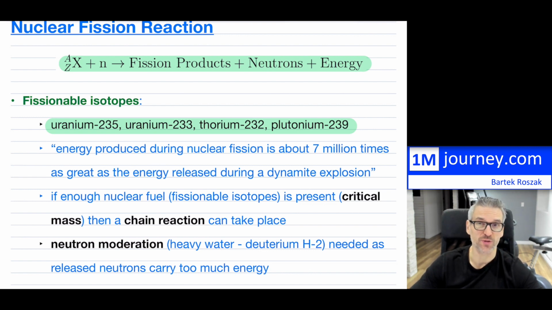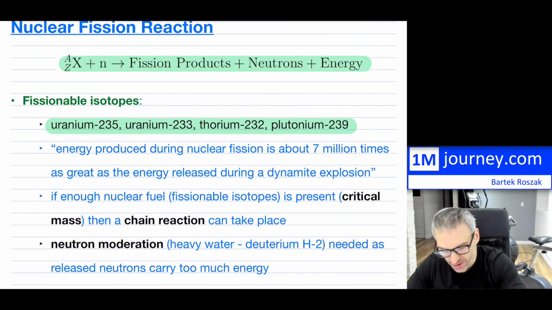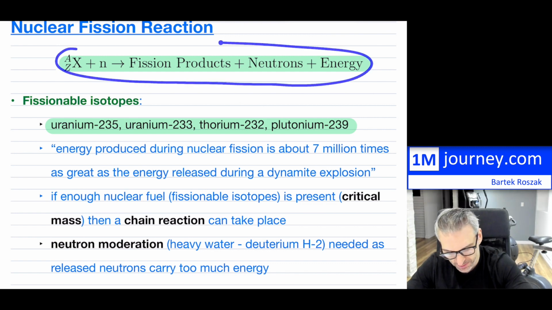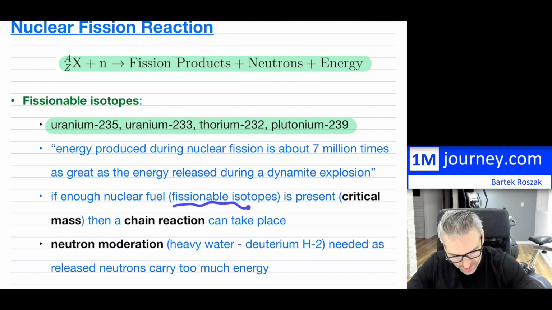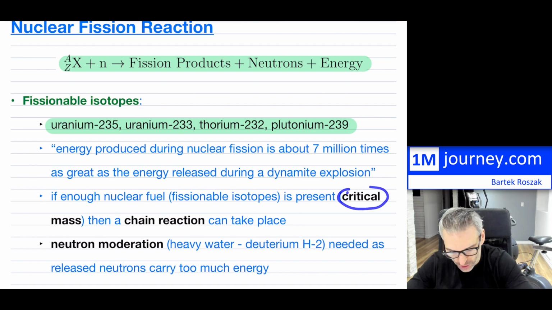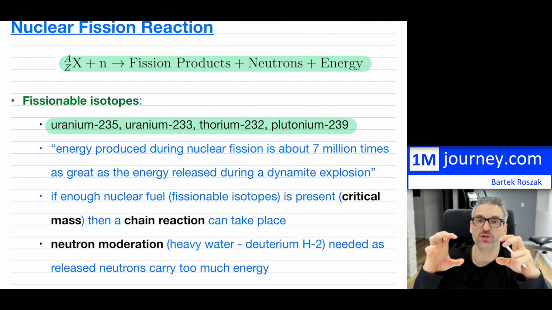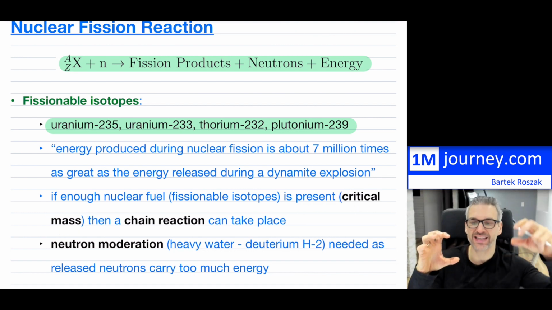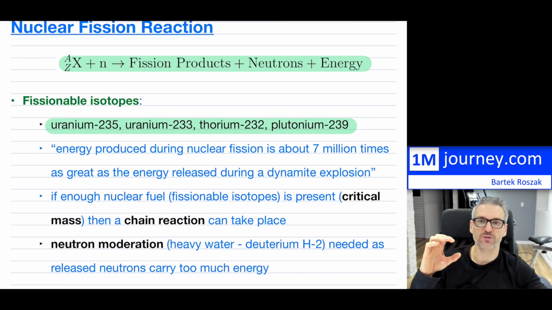So you're familiar with fuels in general. Well, we have these particular fuels, and they're filled with these fissionable isotopes, which allow this process to take place. If you have enough of them present, they create a critical mass. So you need a certain amount of it in order to kickstart this chain reaction.